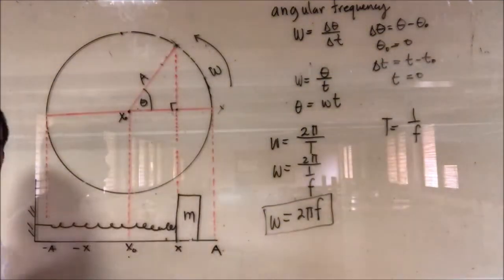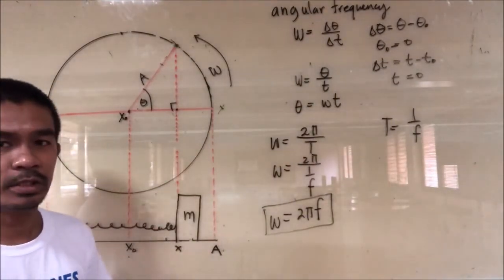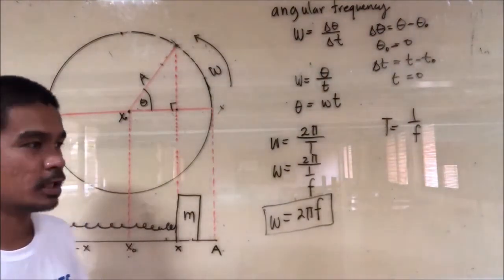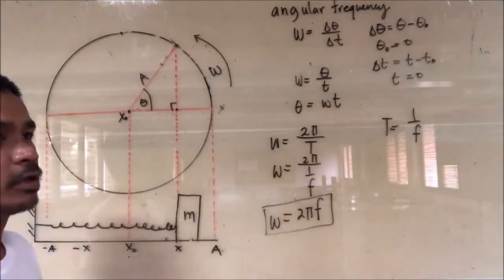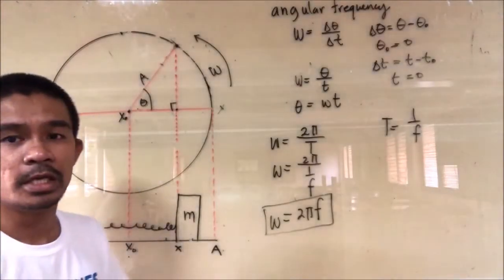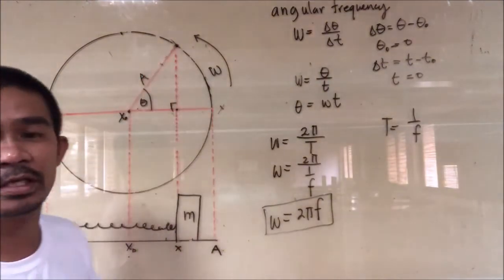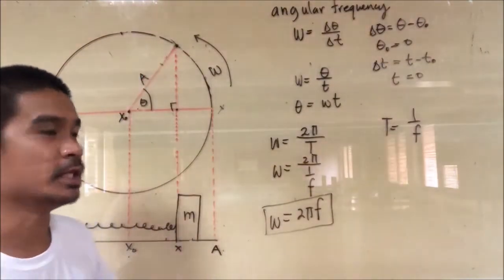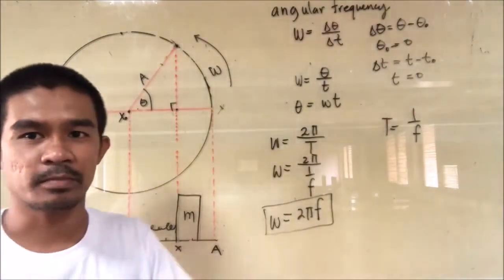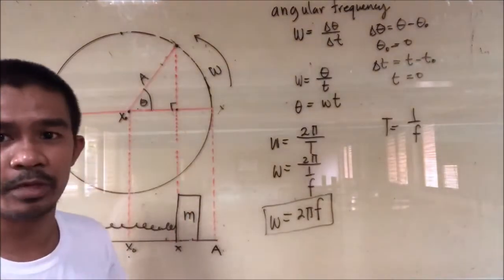This round object here is rotating at constant angular speed. So if this object is rotating at constant angular speed, then the object around the circle is also moving at constant speed. If this object is moving at constant speed, it means this object is in uniform circular motion. Speed is constant, but velocity is changing at every point of the circular path.